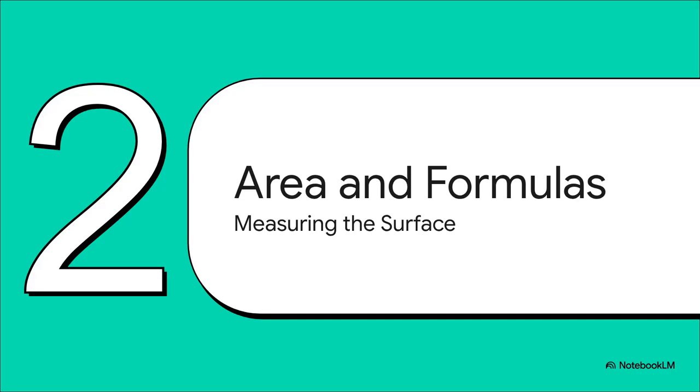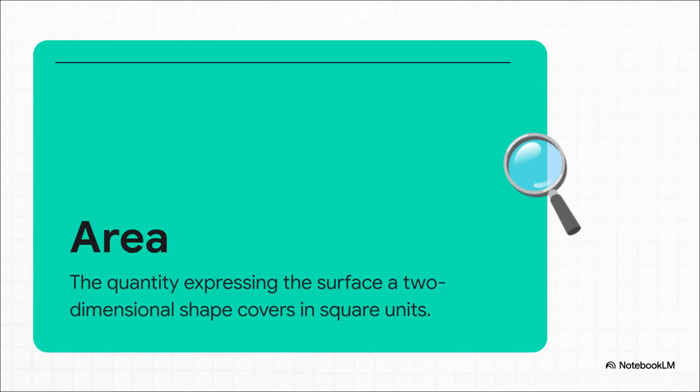Section 2. Conquering area and formulas. Measuring the surface. Now that we've mastered the outer boundary, we're shifting smoothly to the inside surface. Time to level up our tools. We really need to distinguish this from perimeter. Area is the quantity that expresses the amount of surface a two-dimensional shape covers, and it's always expressed in square units. So we're no longer measuring the fence. We're finally measuring how much grass is actually inside the yard.